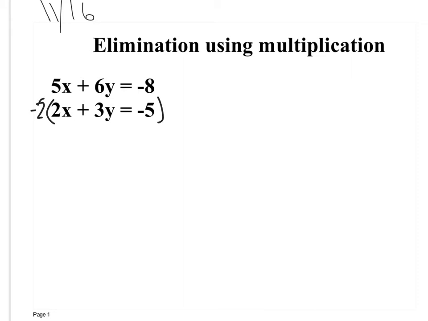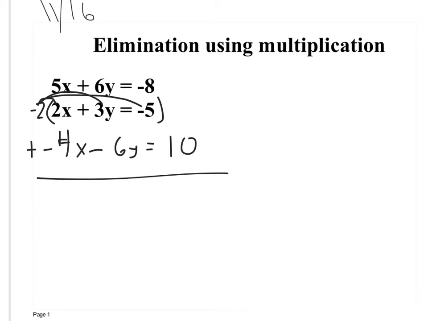So when I do that, which just means I take everything times -2, here I'm going to get -4x and -6y, and that's going to equal +10 because everything's been multiplied by -2. So that I've changed the bottom one to where now I can eliminate by just adding the top one and the bottom one.